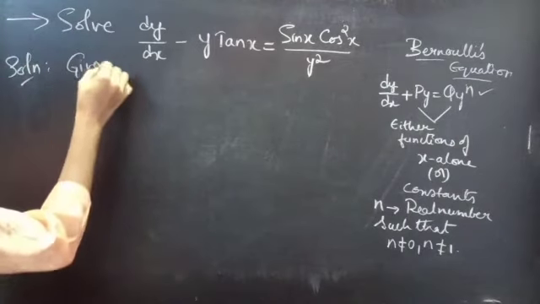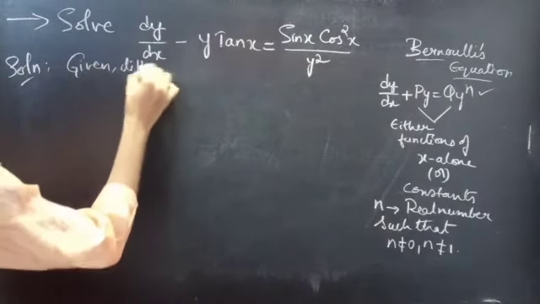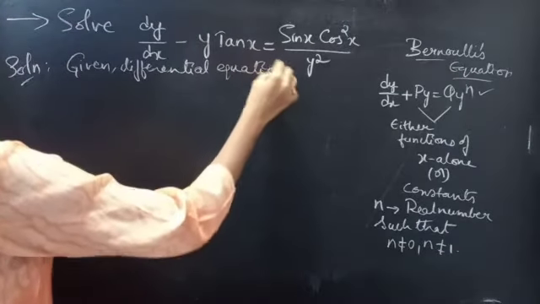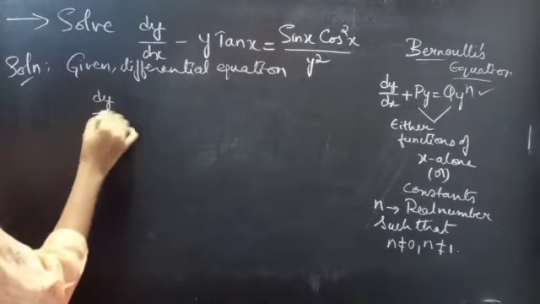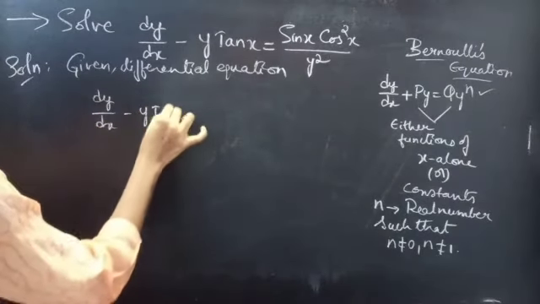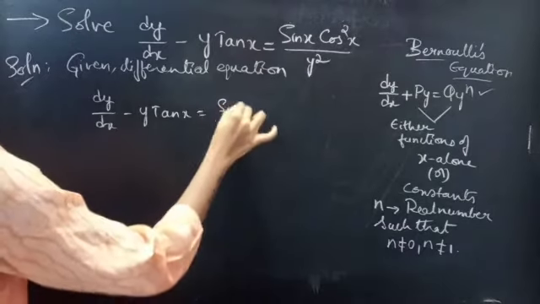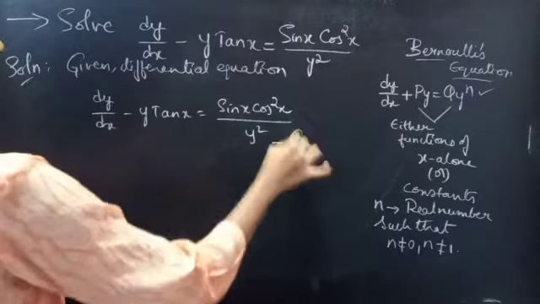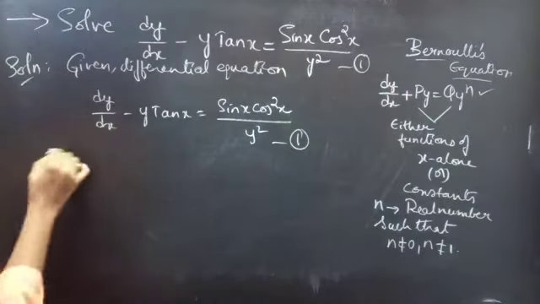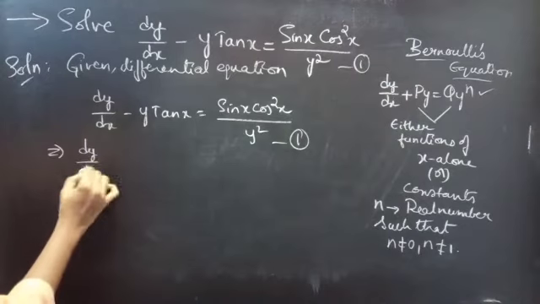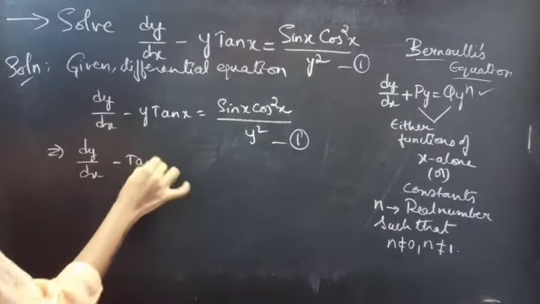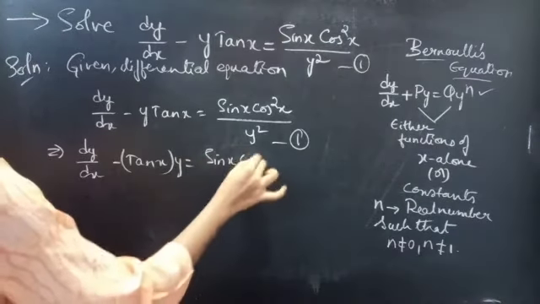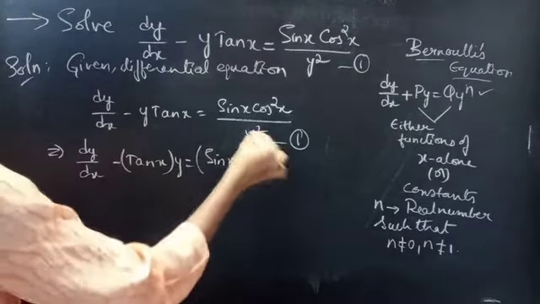Given differential equation, dy by dx minus y tan x equals sin x into cos square x by y square. Consider the given equation as equation 1. Now, we can write the given equation as dy by dx minus tan x into y equals sin x into cos square x into 1 by y square.